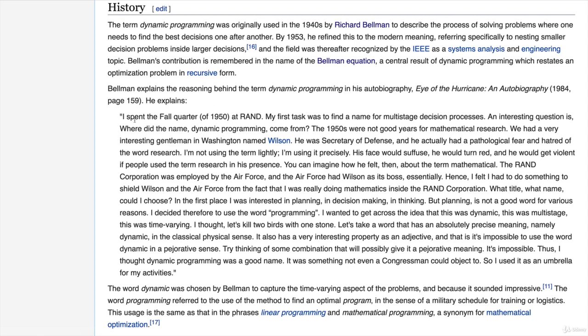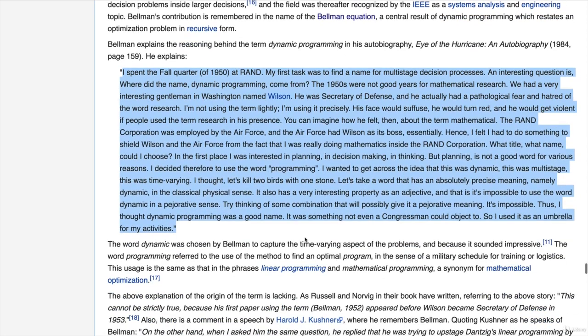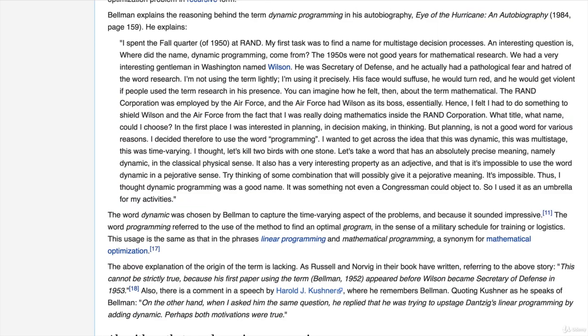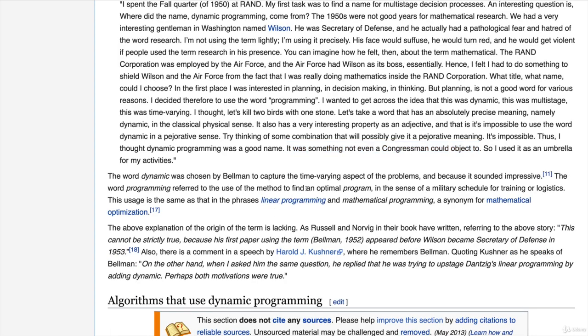And there's this long quote that he has that explains it here. But essentially, the term dynamic was chosen by Bellman to capture the time-varying aspect of the problems, and because it sounded impressive. He thought that dynamic was a good adjective. Actually, he says it was something not even a congressman could object to. So he was trying to come up with a phrase that was pleasing to people so that he would get funding, essentially. And then programming, again, didn't refer to computer programming. It refers to finding an optimal program.